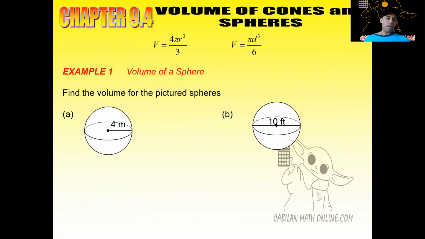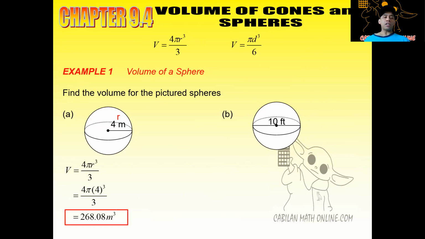For part A, what you have in the diagram, the 4 meters, notice that it's the distance from the center of the circular part to the edge of it. Since we're given the radius, we're going to use the radius formula to solve that question. When you put the numbers in carefully, remember you have to take the 4 and then cube it. You should get 268.08 cubic meters.